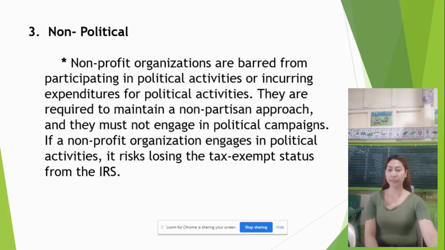Third, non-political. Nonprofit organizations are barred from participating in political activities or incurring expenditures for political activities. They are required to maintain a nonpartisan approach, and they must not engage in political campaigns. If a nonprofit organization engages in political activities, it risks losing the tax-exempt status from the IRS.